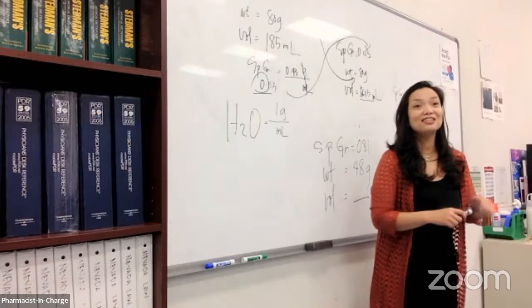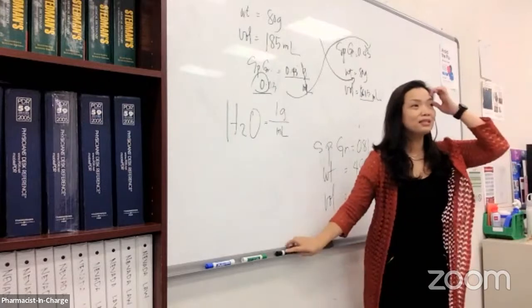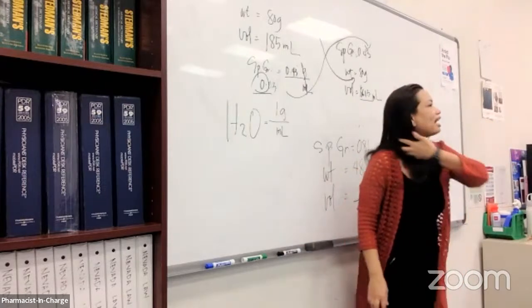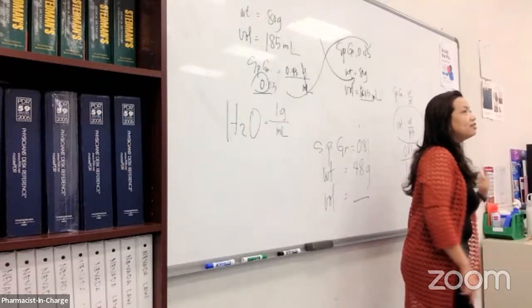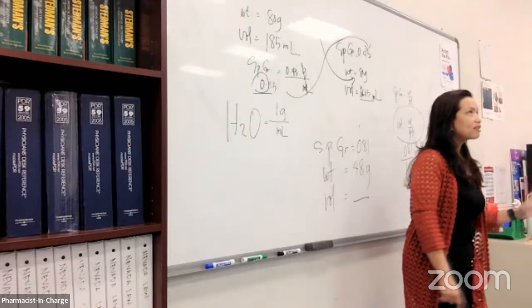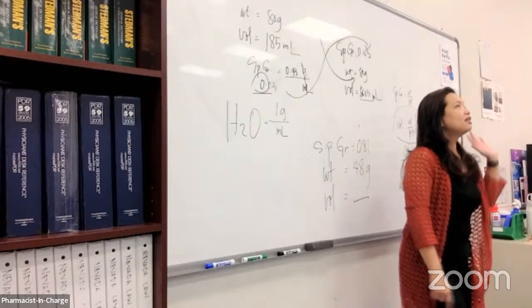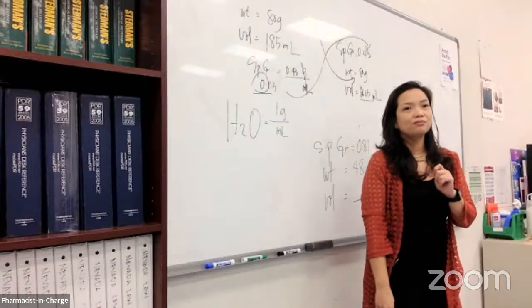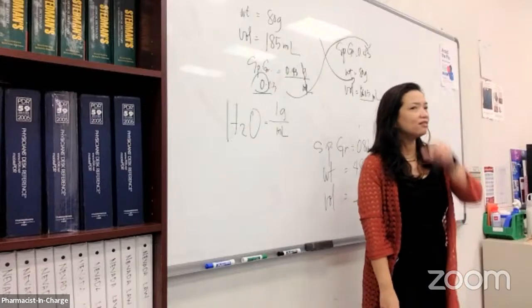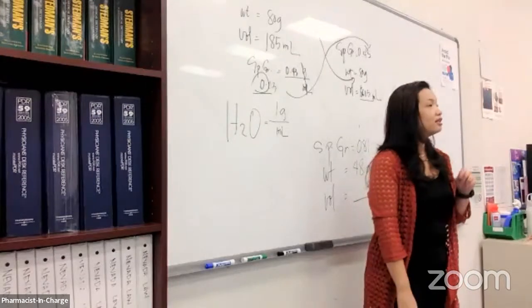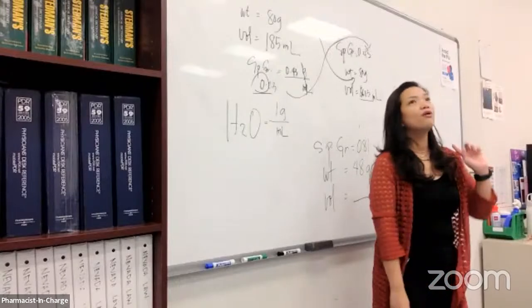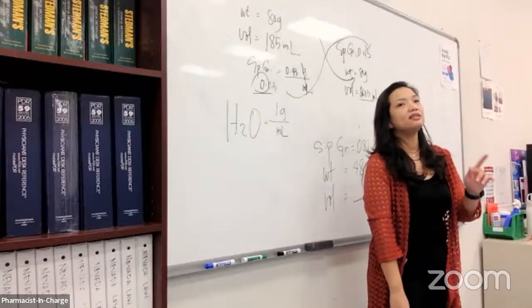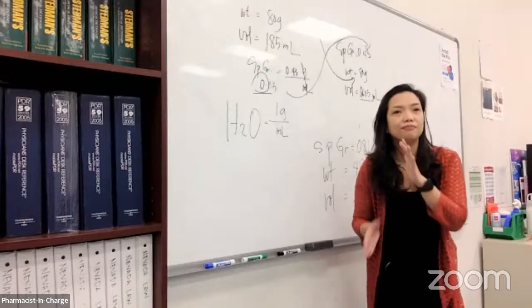Any questions on the topics? Tomorrow will be the tic-tac-toe method for alligation and dilution, the tic-tac-toe method and the dilution formula C1 V1 equals C2 V2. If you want to get ahead, peek in the resource folders for dilution and alligation, so you know how I set it up, okay?